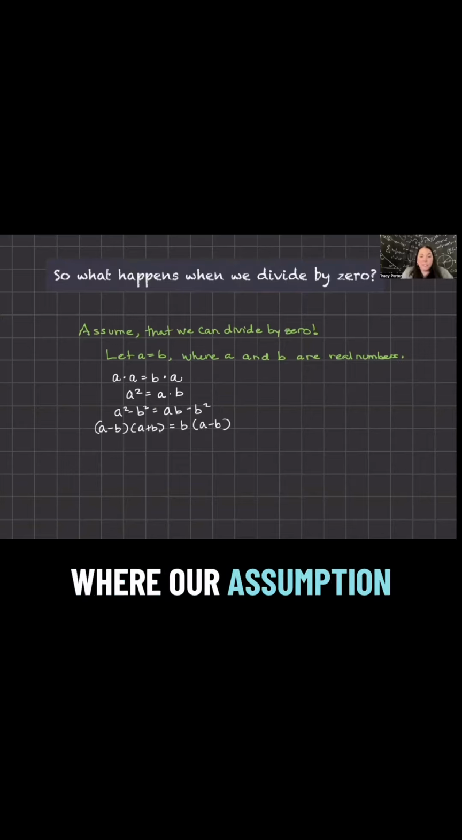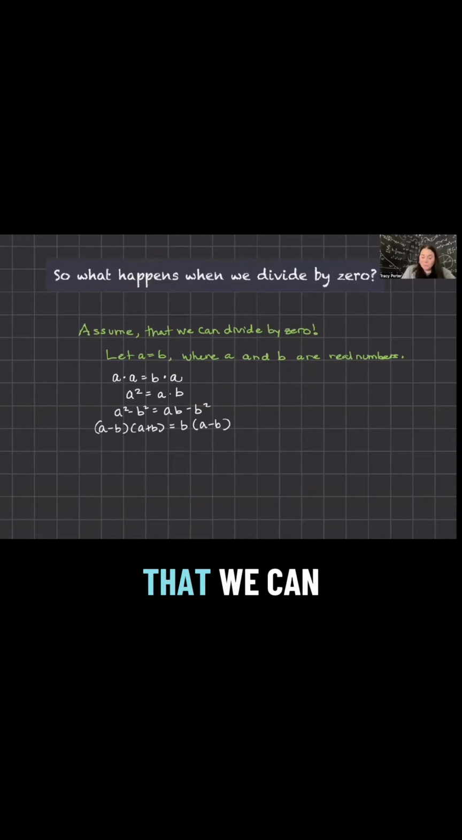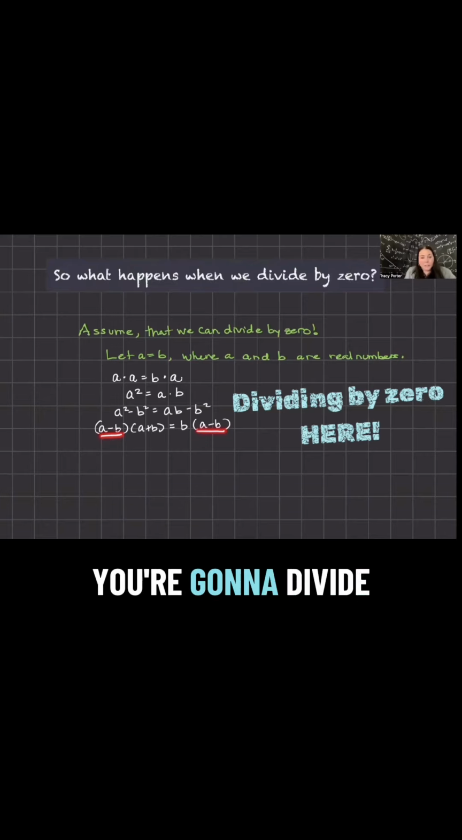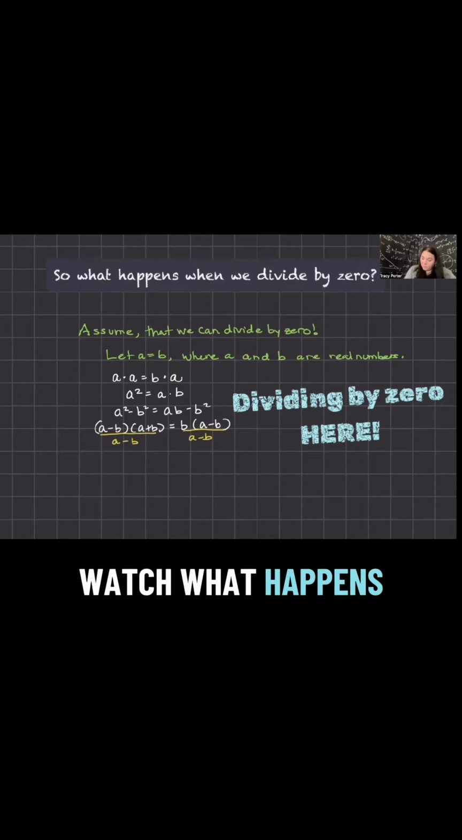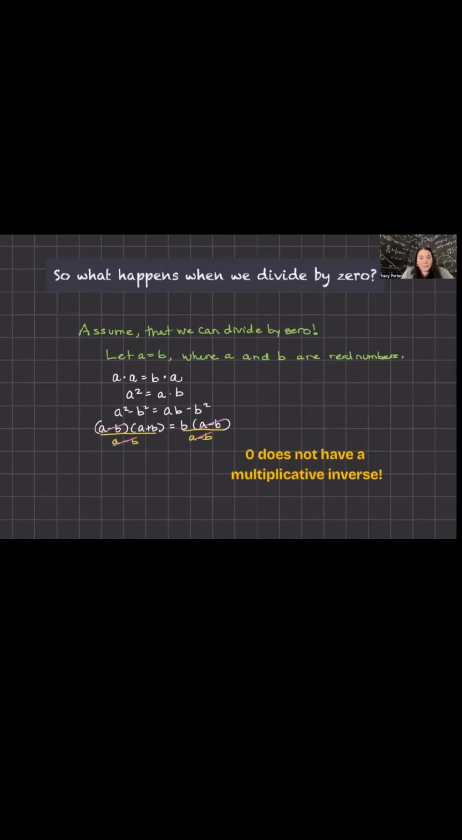Now, this is where our assumption comes in, because we assumed that we can divide by zero, and so if A equals B, right here, this is where you're going to divide by zero. So let's go ahead and do that. Let's divide by zero, and let's watch what happens. So dividing both sides by zero, we know that's going to cancel, and then you're going to have A plus B equals B.